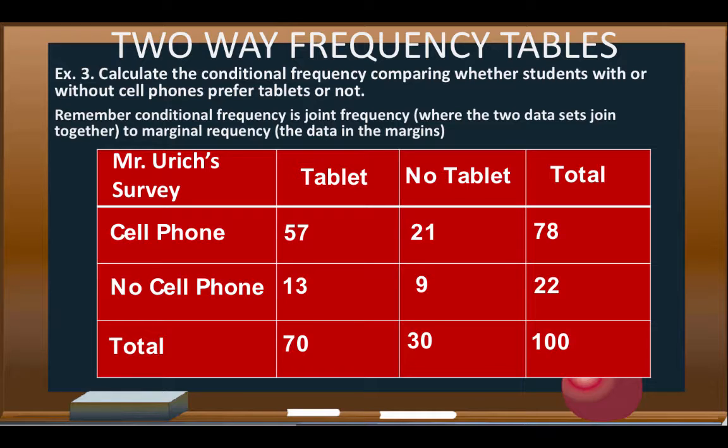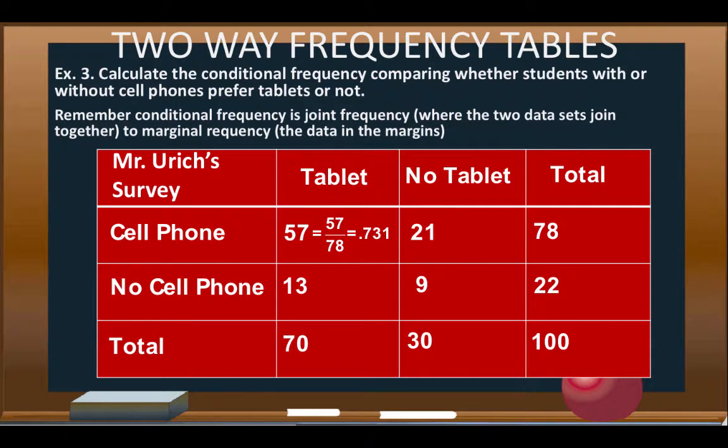So what I mean by this is you have to figure out what you're comparing. You're either going to go across the row and divide each of the numbers in the row by the number at the end of the row, so the total for that row. Or you're going to do that for the column. So you're going to go down the column, divide the numbers in that column by the total for that column. So this one says calculate the conditional frequency comparing whether students with or without cell phones have tablets or not. So we're comparing students with or without cell phones. So we're going to focus in on the total for students with cell phones and then the total for students with no cell phones.